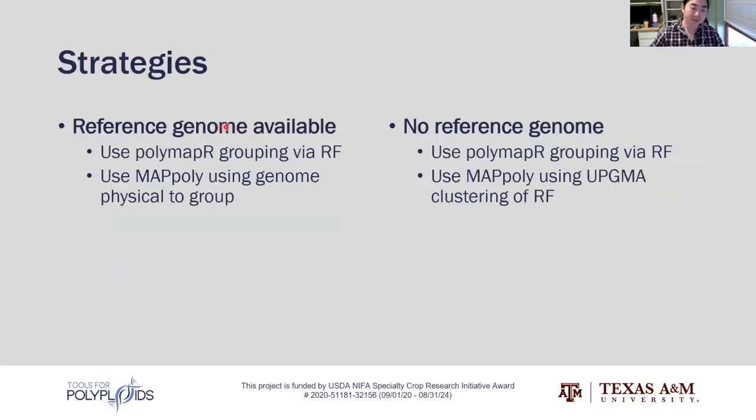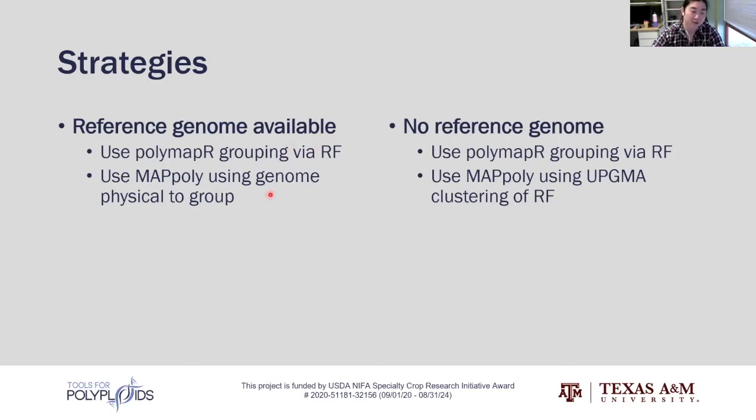So there may be a couple different strategies. Depending on what crop you work on, you may or may not have a reference genome available. Say, for instance, you had a reference genome available, what could you do? You could use Polymapper and group using recombination fractions. And to my knowledge, I may be wrong, I guess Peter can correct me later, I don't believe there is a way to group by the genomic information in Polymapper.